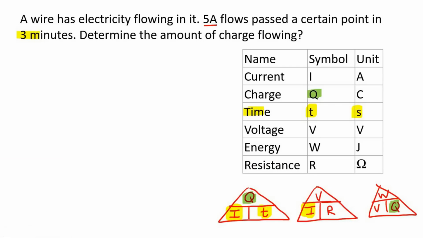But let's go have a look at this one. So we need to find charge. So we can say Q. Now remember how this formula works. The top one is always equal to the two at the bottom multiplied together.